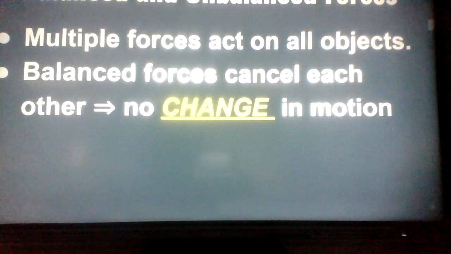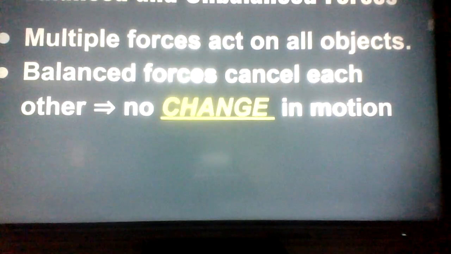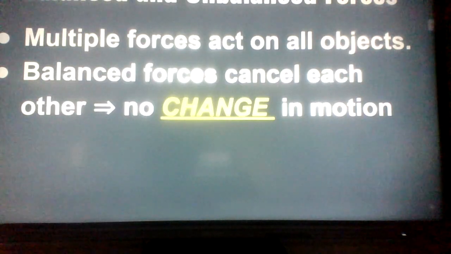Objects that are not moving, we can easily see that forces are balanced because there's no motion. However, think of an object moving at a constant velocity, staying at the same speed in the same direction. Are the forces acting on that object balanced? The answer is yes, because there's no change in the state of motion. So moving objects can have balanced forces if these objects maintain the same velocity, same speed and direction.